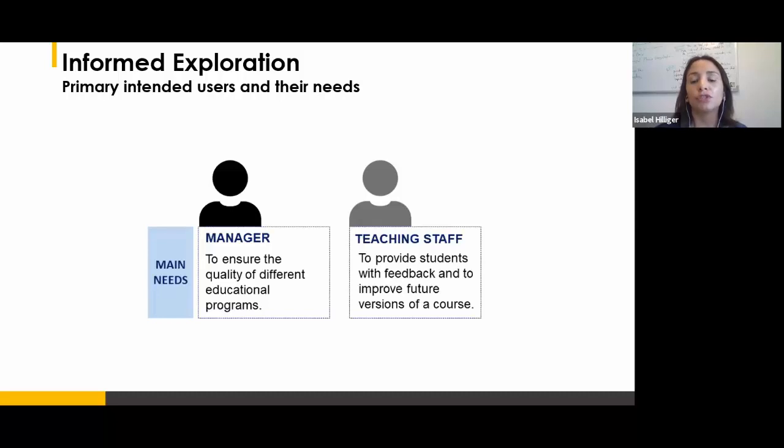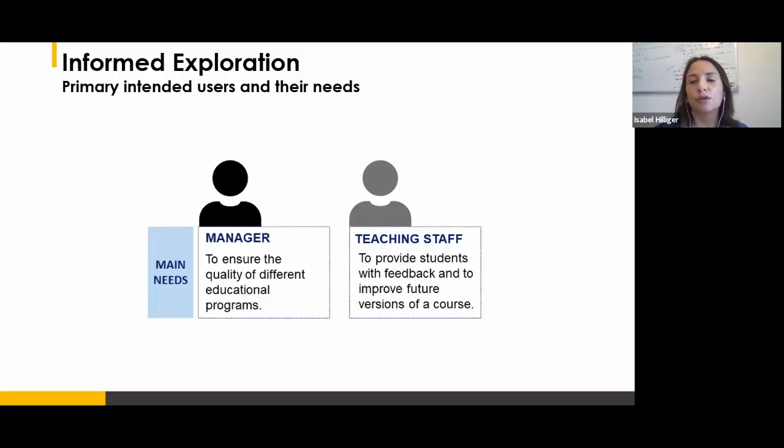In the case of teaching staff, they play an intermediary role between program-level decision making and student learning. They feel they need information in order to provide students with more pertinent feedback, and also to improve future versions of their courses, to make sure that students develop the skills that they are expected to develop at the end of a program. And in the case of managers, they're also expecting to have more information regarding graduate skill attainment to ensure the quality of different educational programs.